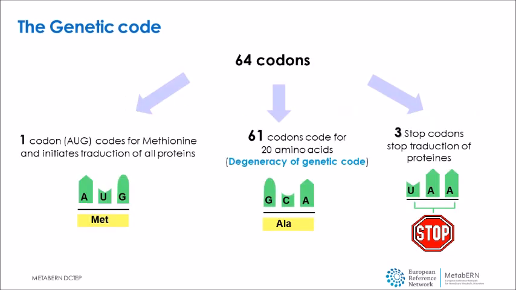The genetic code is made up of 64 different codons, and more than one codon can specify a single amino acid. Out of these 64 codons, one codon made of the sequence AUG codes for methionine and initiates translation of all proteins. 3 codons are the stop codons, UAA, UGA, and UAG, and only 61 codons code for the 20 essential amino acids. This phenomenon is called the degeneracy of the genetic code.